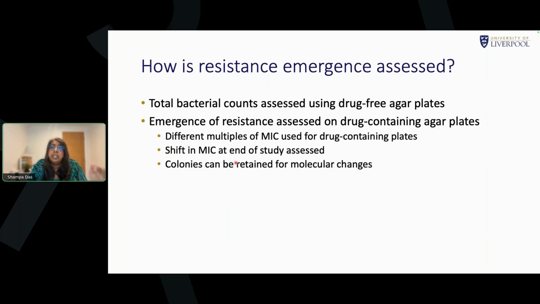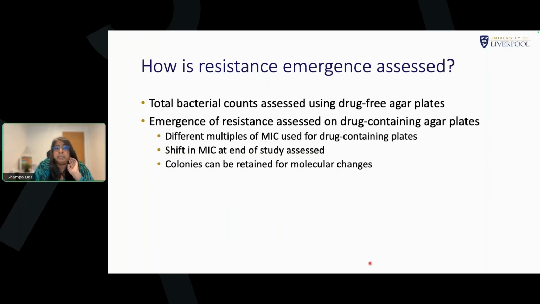And other measures that we also have a look at is, has the overall MIC shifted at the end of the study? And sometimes we'll also take some of those colonies and retain them and do some whole genome sequencing and look for whether there's some molecular changes.